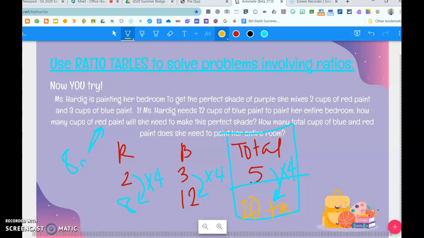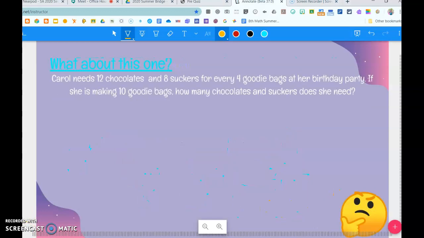And honestly, the better you are at your multiplication facts, the stronger you're going to be in this unit, because it's all about seeing the relationships and connecting it. All right, we got 2 more examples.